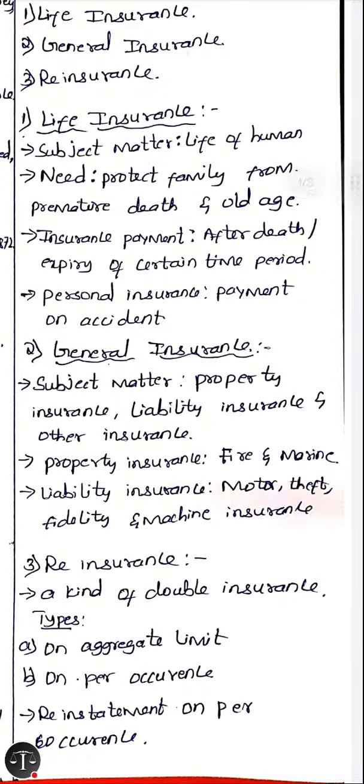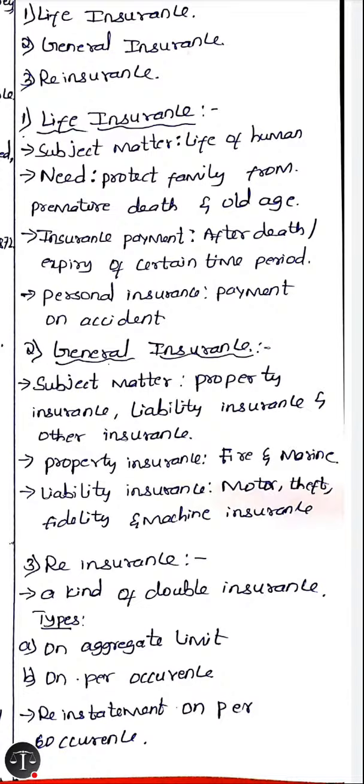The next is general insurance. In general insurance, the subject matter is property insurance, liability insurance, and other insurance. So what is property insurance? In property insurance, fire and marine insurance are covered. The next is liability insurance. In liability insurance, motor insurance, theft insurance, fidelity insurance, and machine insurance are covered.